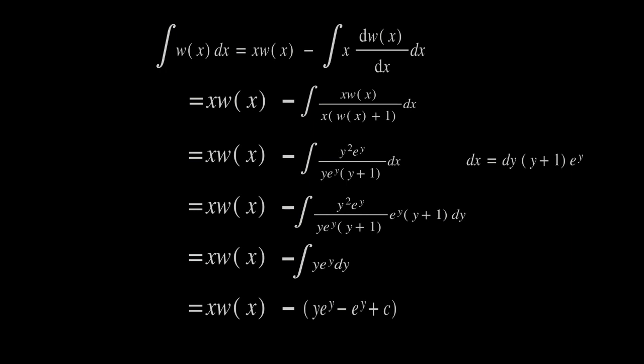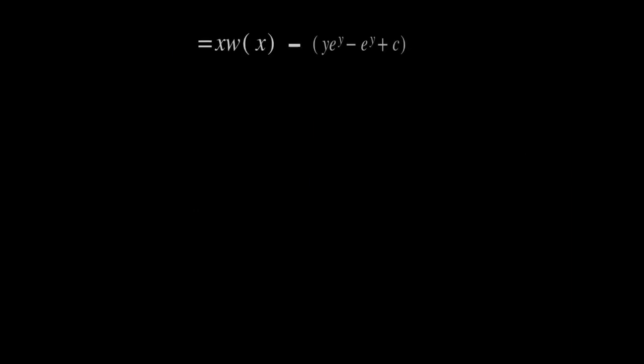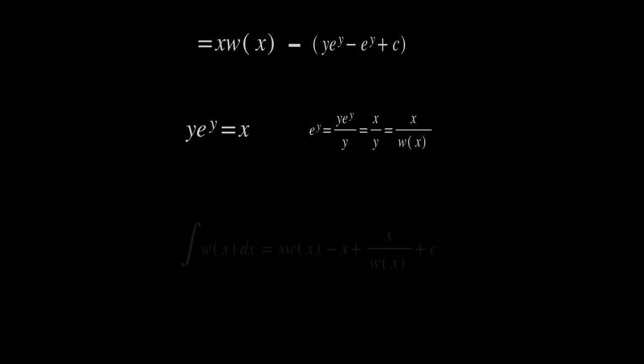Using integration by parts, we find out that that integral on the right is equal to y e to the y minus e to the y plus c. And now when we replace y e to the y with x and replace e to the y by x over W of x, it all comes down to the integral of the Lambert W function with respect to x is x times the Lambert W function minus x plus x over the Lambert W function plus the integration constant c.